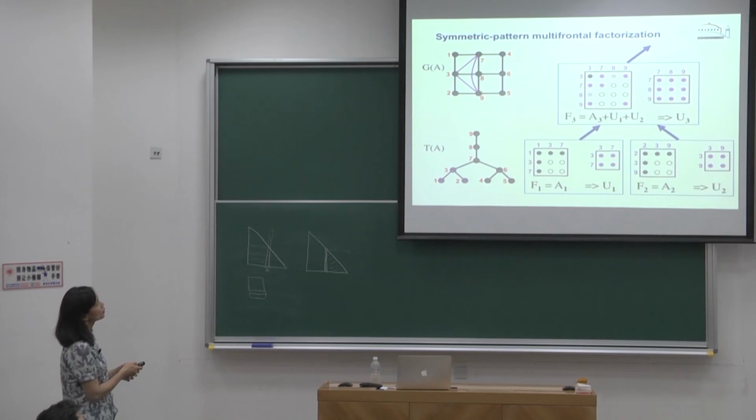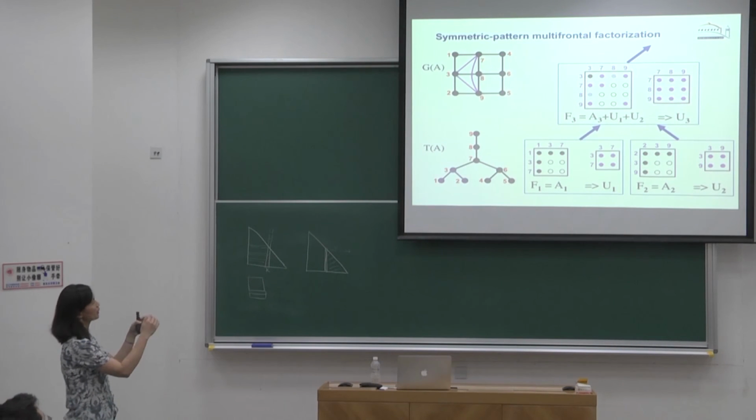And this U3 will be passed to U3's parent, which is 7. So this multifrontal is very similar to right-looking, but it doesn't go to the ancestors of the tree. It only passes this update matrix to the parent. So there is a lot of temporary storage: U1, U2 are temporary intermediate storage. They accumulate gradually, go to the parent, and from the parent are absorbed into the parent frontal matrix.